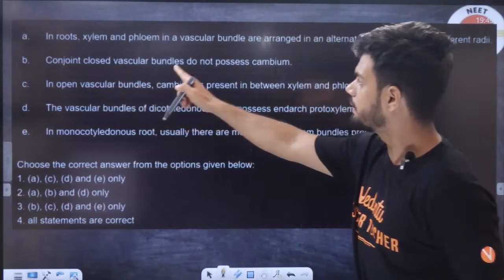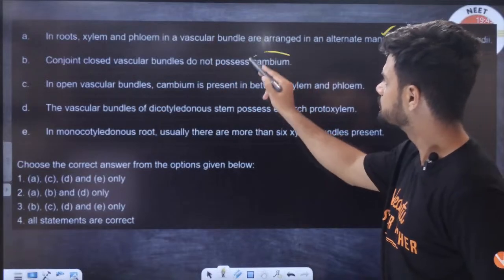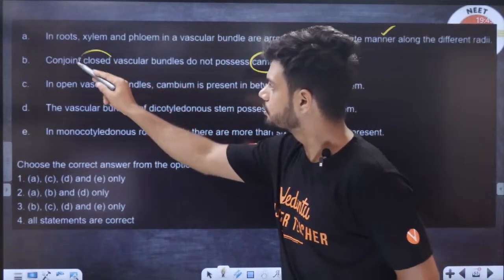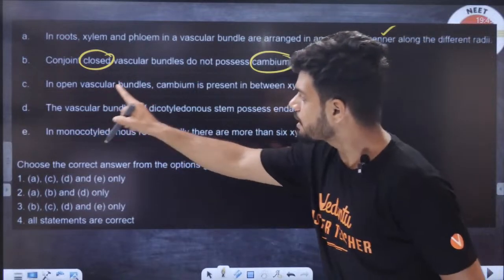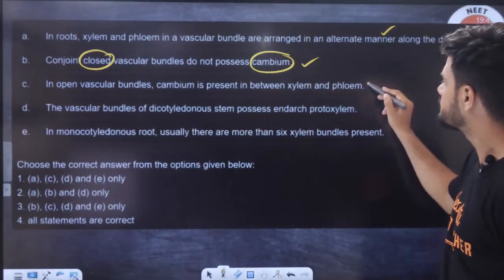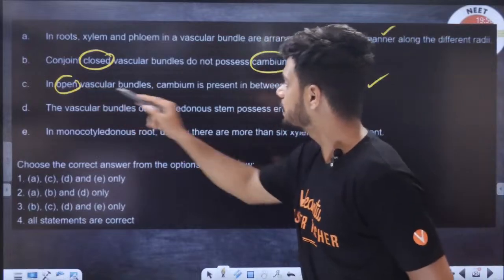Conjoined closed vascular bundles do not possess cambium. So it is closed, no cambium. Correct. In open vascular bundles, cambium is present between xylem and phloem. Yes. Open means cambium is present.